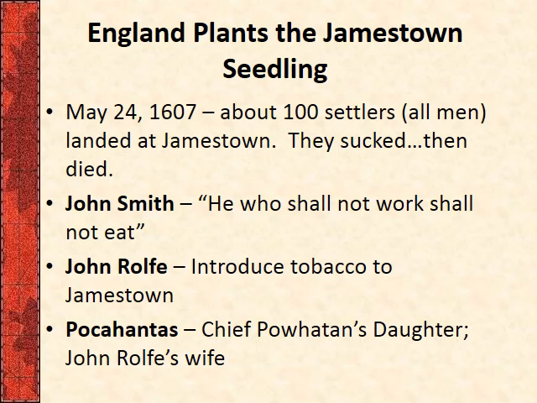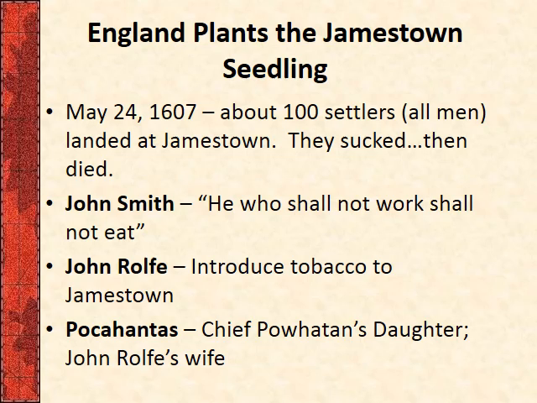Pocahontas is the daughter of the head Indian chief from the area. The Indians were the Powhatans in this area. Supposedly, she saves the life of John Smith, actually. John Smith was captured, and Chief Powhatan was about ready to execute him. And then, boom, she jumps in front and says, "No, don't kill him." So that's how she's kind of introduced to this tale.